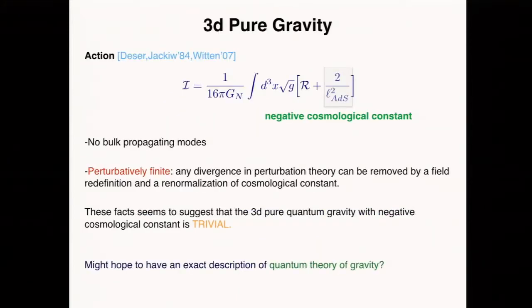Right, so let's start with 3D gravity, pure gravity. Now, this action is very well known from the early 80s. And we are interested in the theory in 3D with negative cosmological constant. This theory has no propagating degrees of freedom, and so there's no dynamics. Perturbatively it is finite. You can do a perturbative expansion, but from the structure of the theory, any divergence, if it's there, can be removed by a change of the cosmological constant and also by redefining the metric tensor. So this theory seems to be trivial.